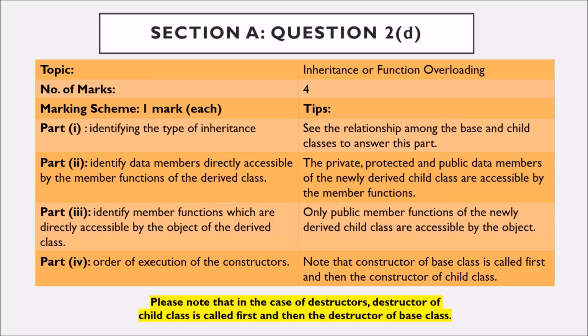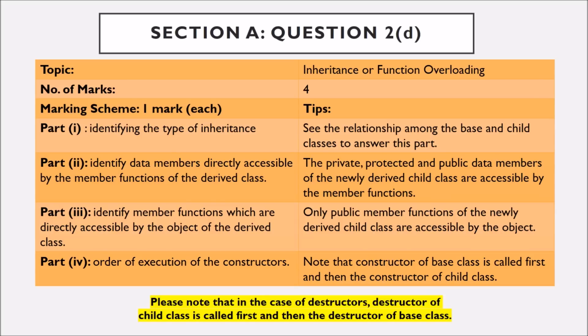Part 3 is based on identifying member functions which are directly accessible by the object of the derived class. Only public member functions of the newly derived child class are accessible by the object. Please note that no marks are awarded for any partial answer in this case. For answering part 2 and part 3, constructor and destructor functions are always ignored.